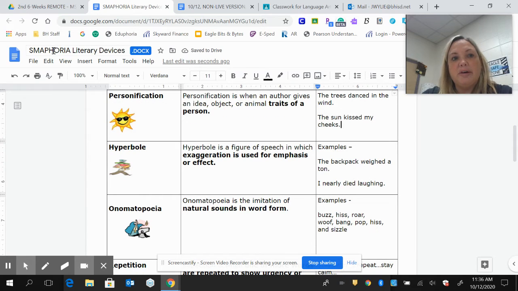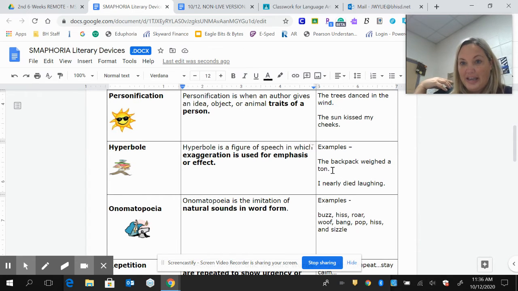The H in Smaphoria is hyperbole. Okay. Whenever I see the word hyper, I think about something's really kind of crazy, and so that's kind of what this is in a literary device. Hyperbole is a figure of speech in which exaggeration is used for emphasis or effect. Example, the backpack weighed a ton. Well, a ton is 2,000 pounds. Can a backpack actually weigh 2,000 pounds?